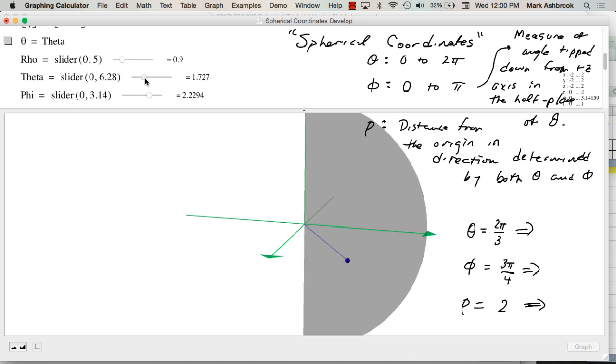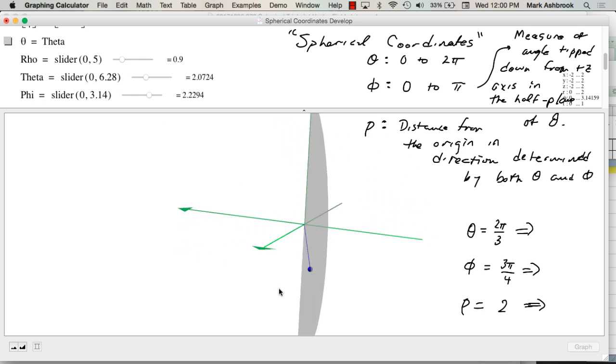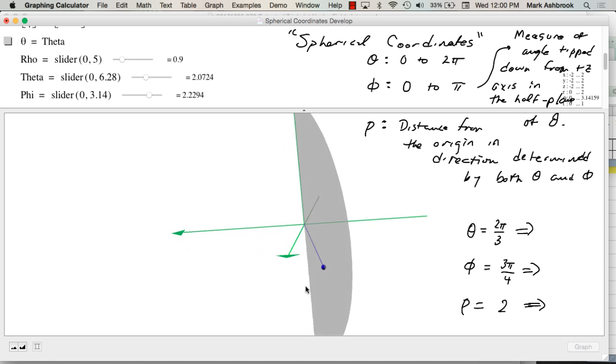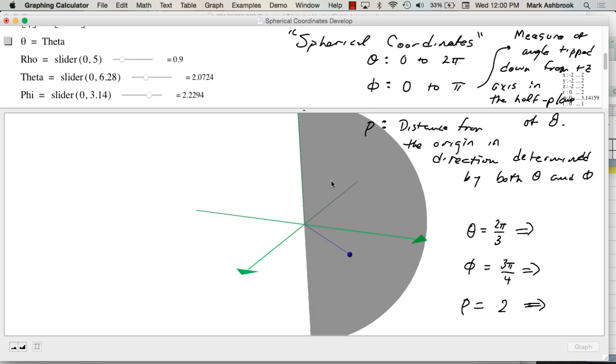Yeah, that's like the half plane. Somewhere around there. A little bit further maybe. So that's something of the angle or the half plane for theta equals 2 pi over 3, what I'm showing there. Okay, what about phi equals 3 pi over 4?